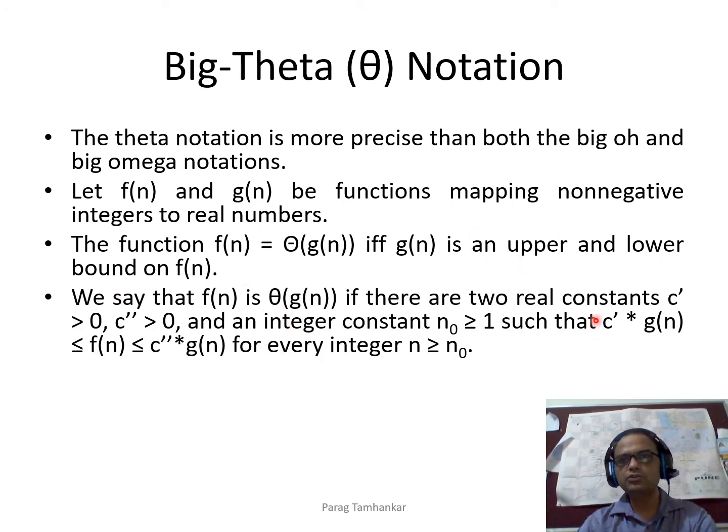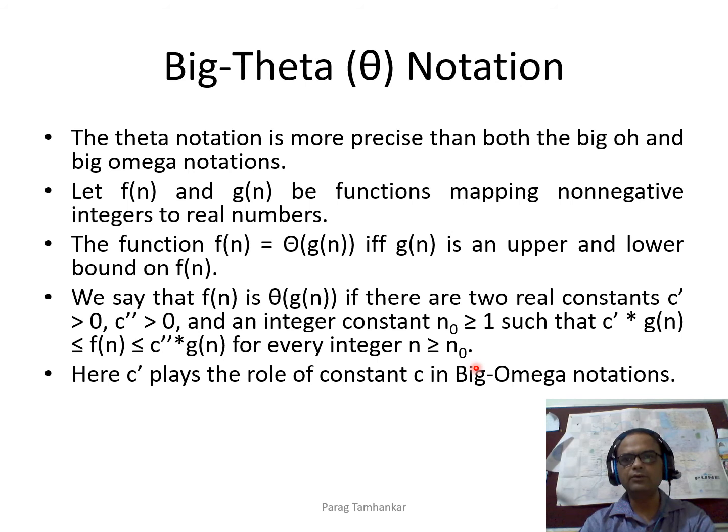So here we need to choose two real constants, c dash and c double dash, and we want to prove that c dash into g of n is less than or equal to f of n, less than or equal to c double dash into g of n for every integer n greater than or equal to n naught. N naught can be anything greater than or equal to 1.